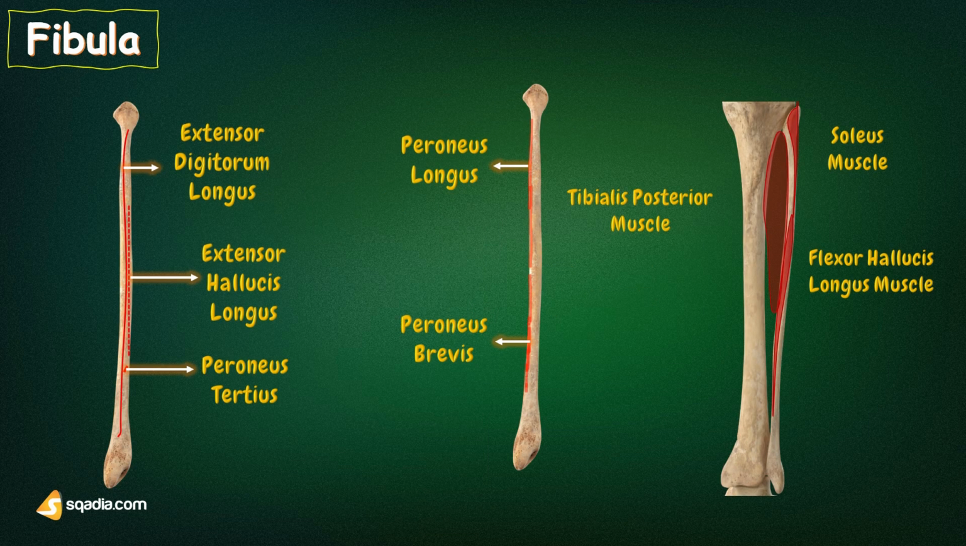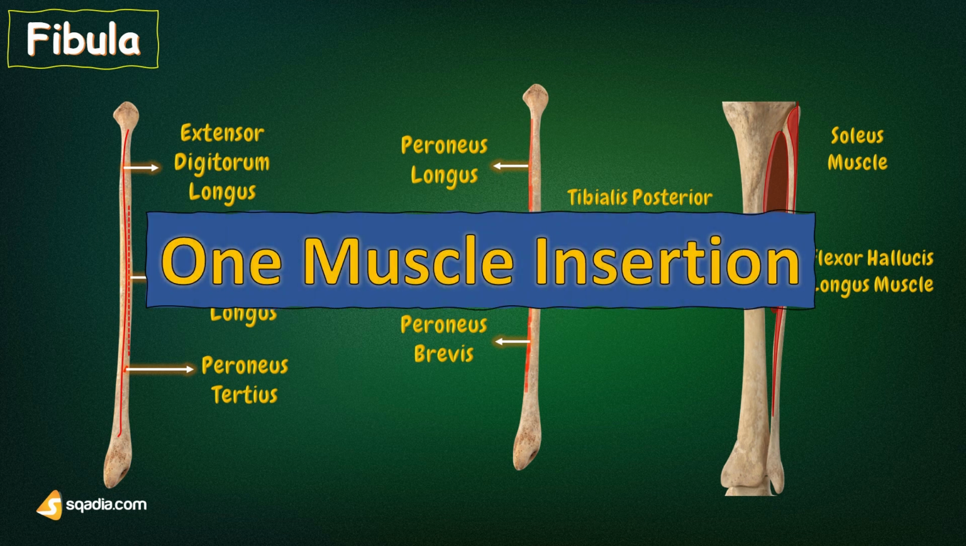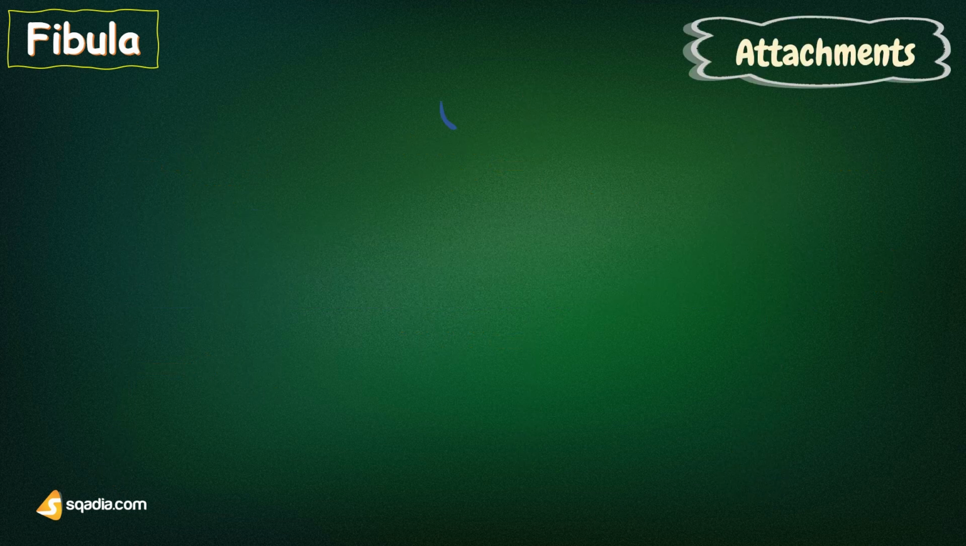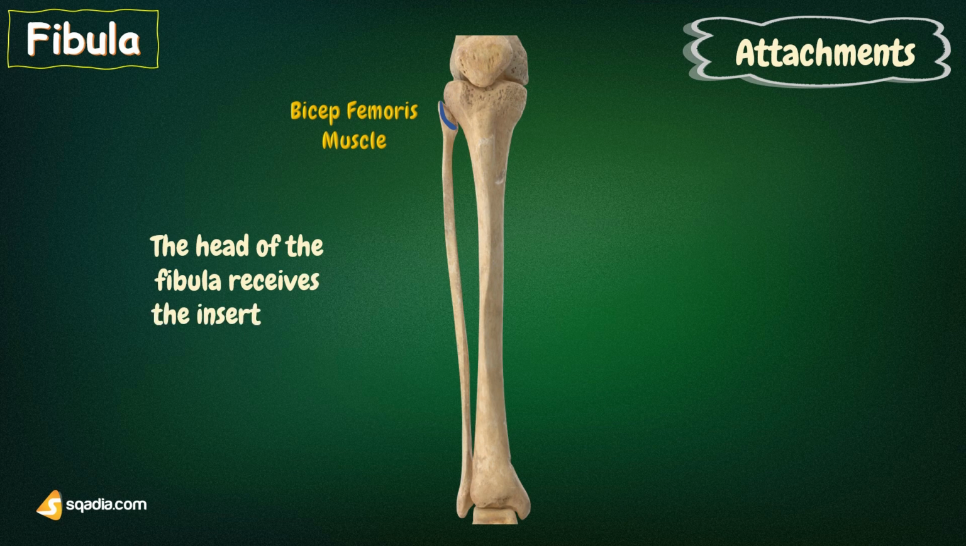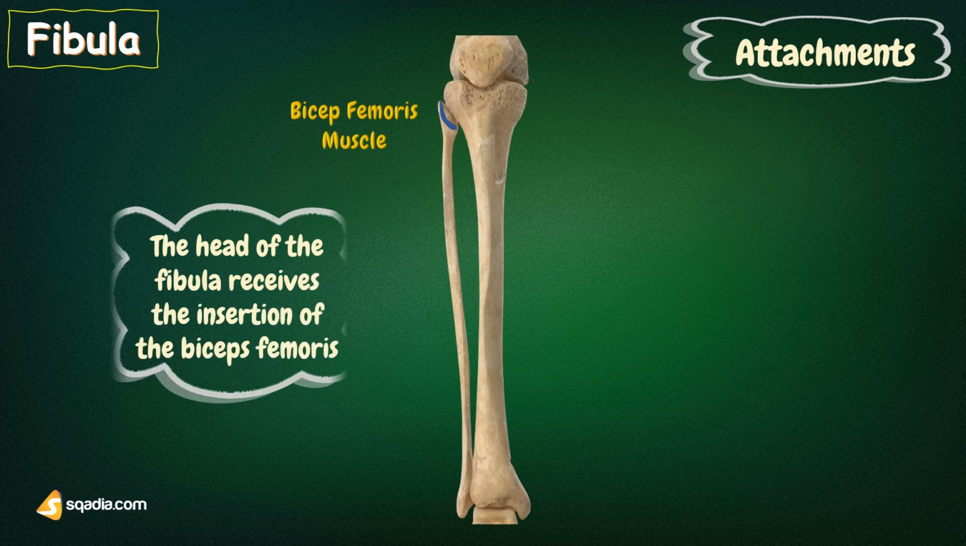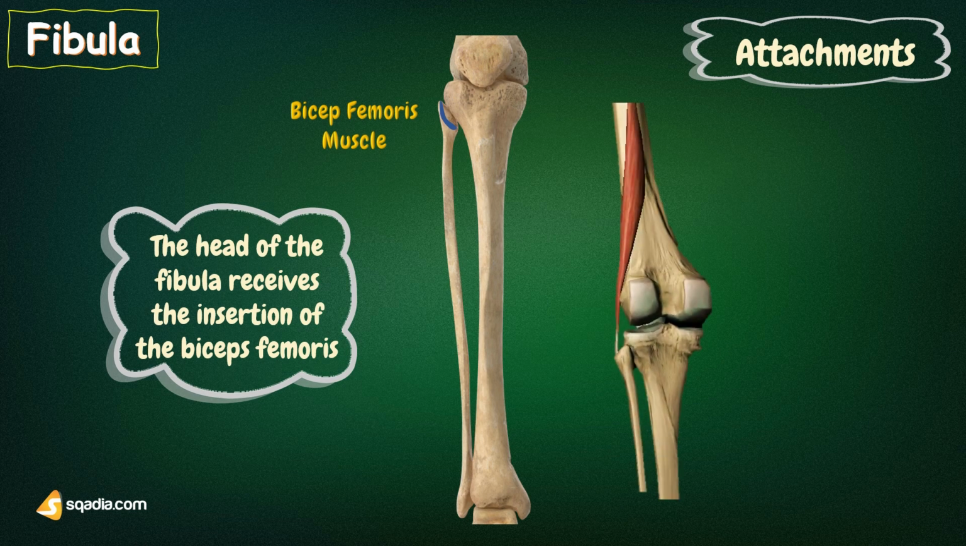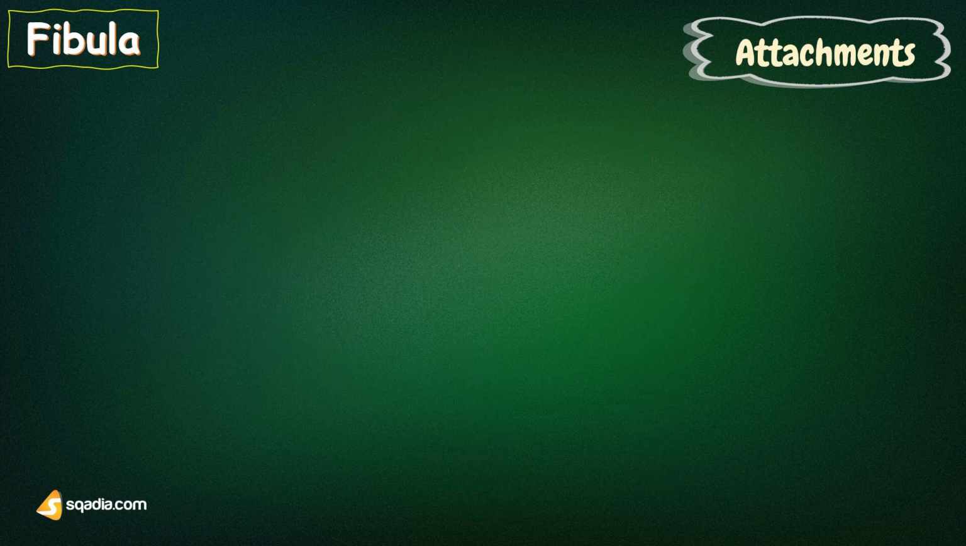So far, we have talked about the muscles that originate from the fibula, not the ones that are inserted here. Only one muscle has an insertion site at the head of the fibula, that is the biceps femoris. The head of the fibula receives the insertion of the biceps femoris on the anterolateral slope of the apex. This insertion is C-shaped. The fibular collateral ligament of the knee joint is attached within the C-shaped area.